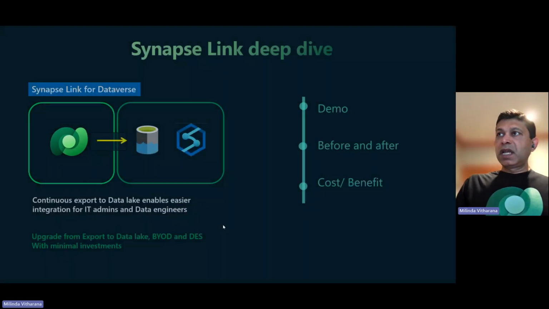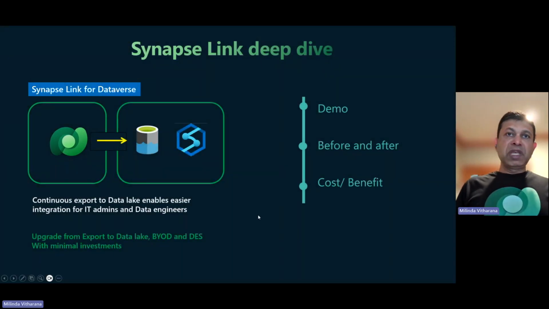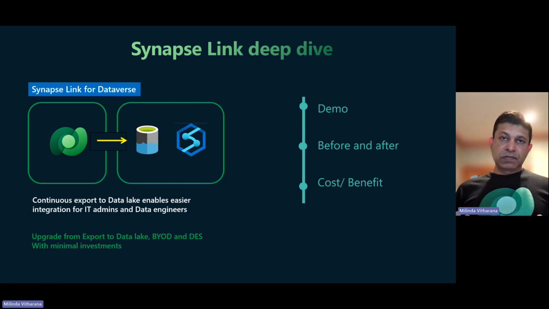But now some of you may not be ready to completely transition to Fabric at this point. Some of you may have existing pipelines and integrations that you built with things like Export to Data Lake, BYOD. Now you may be looking for a way to leverage the benefits of Fabric with minimal investment. So what you can do is use the Synapse Link for Dataverse service. Essentially, Synapse Link for Dataverse is a rebranded name.